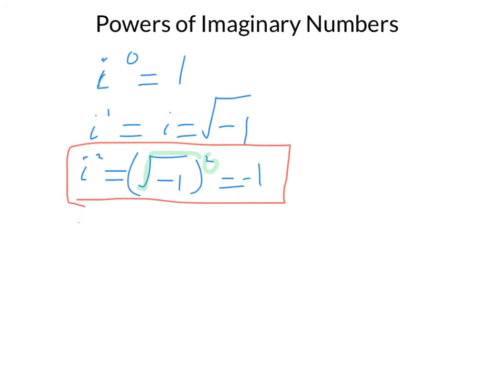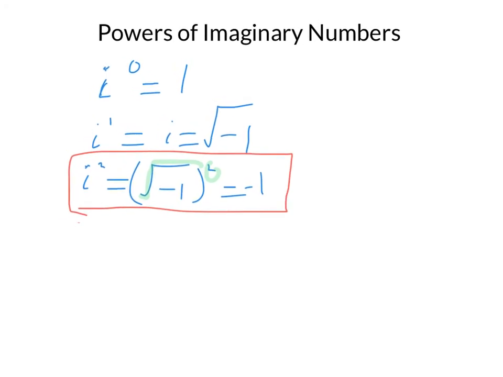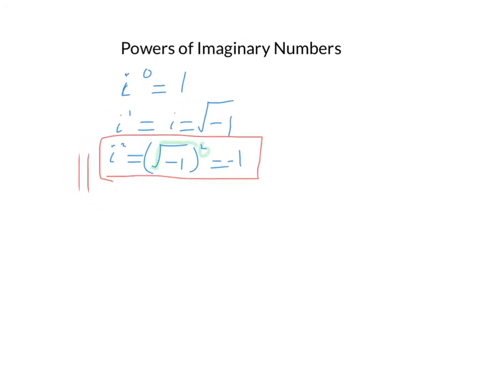From here on now, the ones that we're going to see will come up less commonly, but they're still on the course, so we need to go through them. The next one is i cubed. So i cubed is going to be i squared multiplied by another i. So we know that i squared is minus 1. So minus 1 times i will just give us minus i.